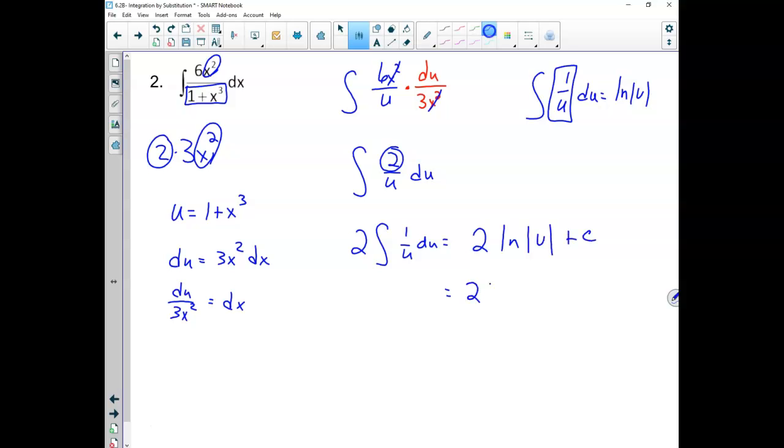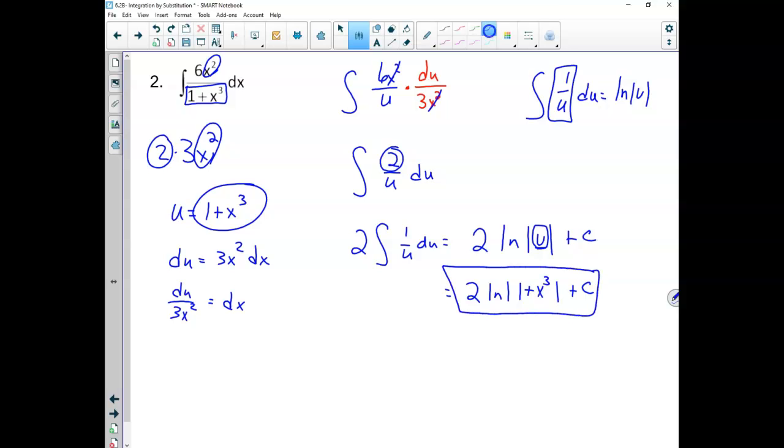Then I'm going to come back, and I need to make sure I get rid of u in terms of x, and there's where I had it defined. So that's 1 plus x cubed. So there is my antiderivative. And if you see it way back here, I know many of you do, if you see it back here, my powers are the same.